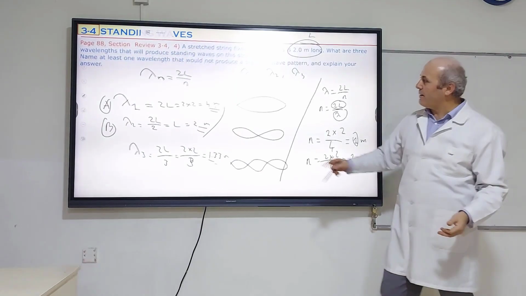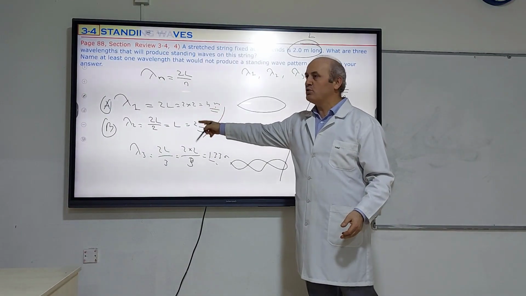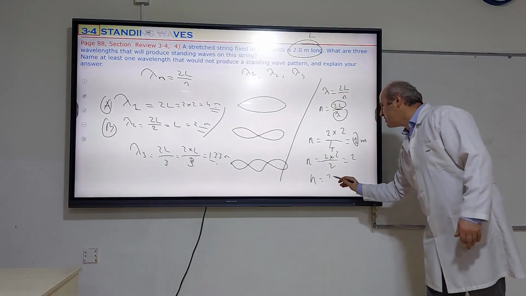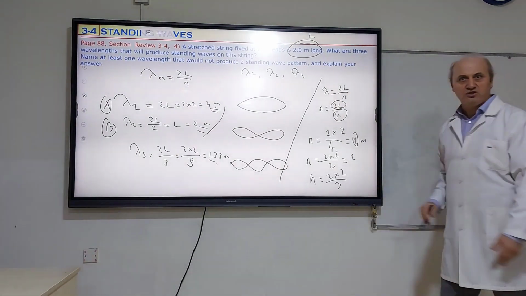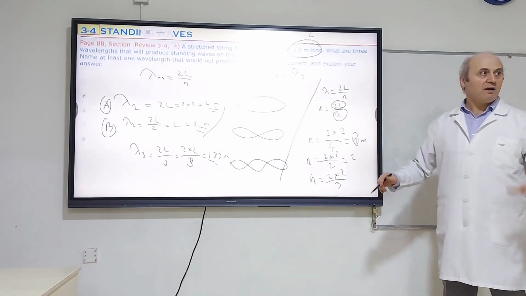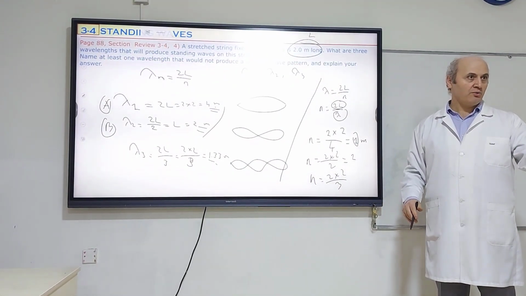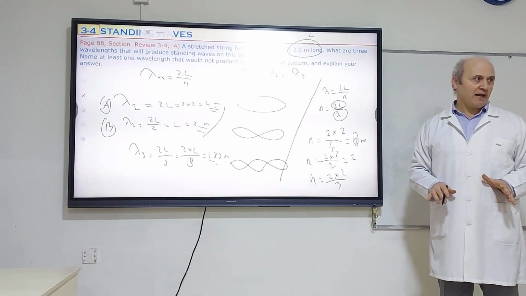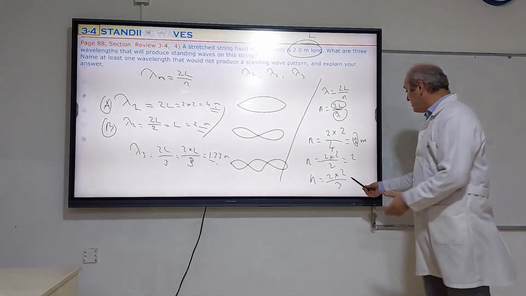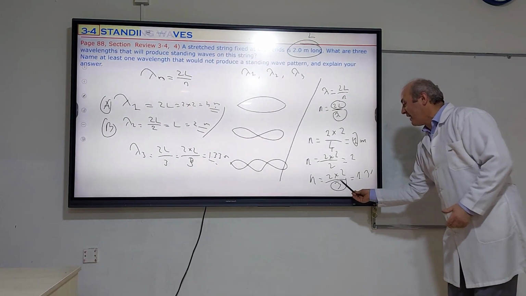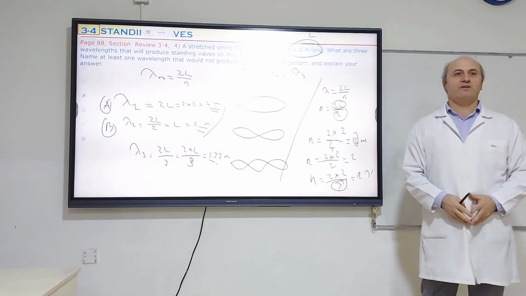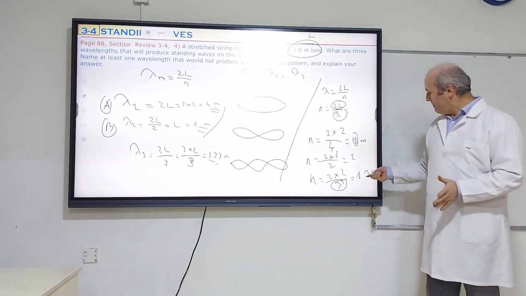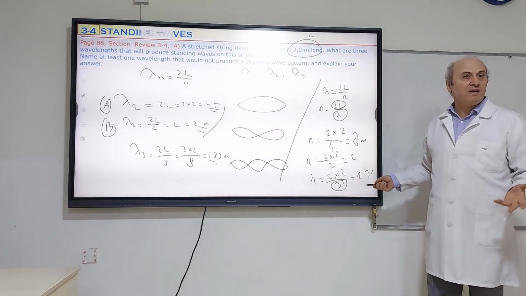Give a number between them. For example, between 4 and 2, 3. Let's check if 3 produces a standing wave or not. n is equal to 2 times 2 divided by 3. Is that an integer? No. n must be an integer. 1, 2, 3, 4. Otherwise, that wavelength cannot produce a standing wave. 1.33 is not an integer. That's why this wavelength, 3 meter wavelength, cannot produce a standing wave. A wave with 3 meter wavelength cannot produce a standing wave because n is 1.3. It's impossible. n must be an integer.